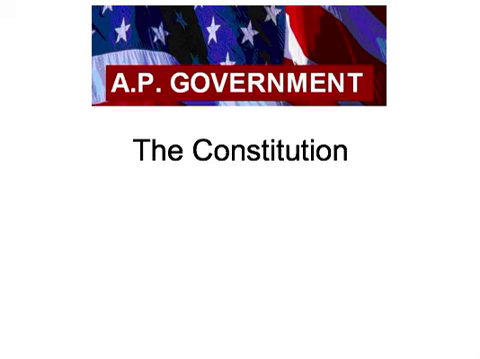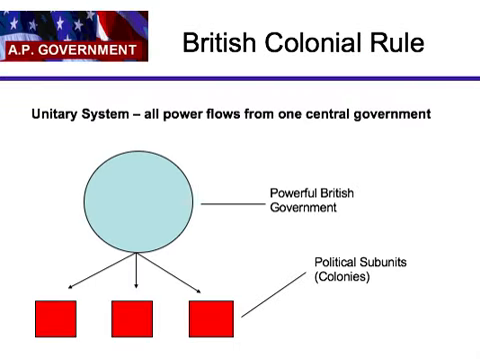First off, when discussing the Constitution, we have to look at the different frameworks and systems that the founders used to establish their new government. First off, the British colonial rule had that unitary system. So if you look at the graphic there, all power flows from one central government, one location. All the power is in that central government. There are subunits, and in this case would be the colonies. In the UK's case, there's different countries within, but all the power resides in that one central location.